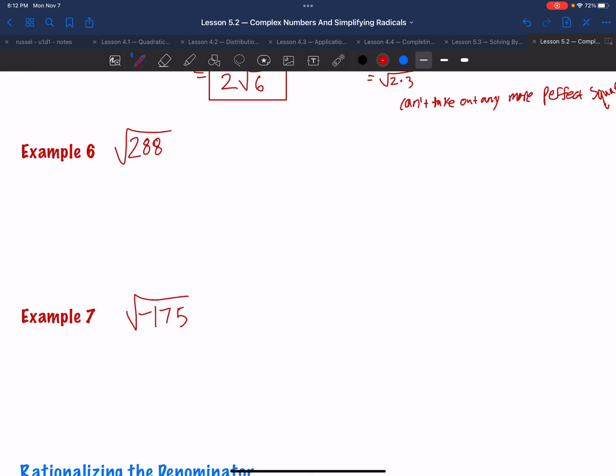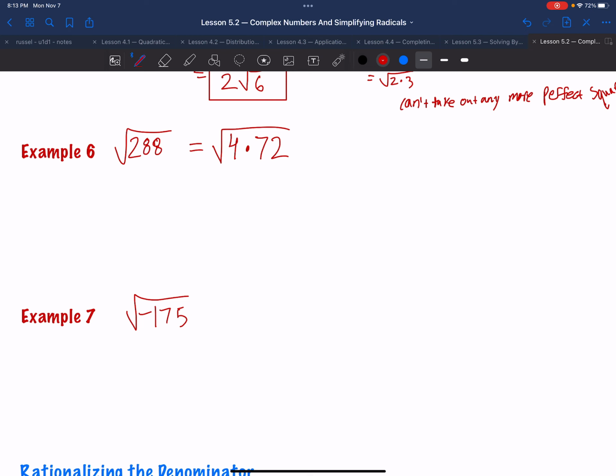288, let's divide that by 4. Oh, look, I get 72. Well, I could probably do better than that. Let's take 288 and divide it by 16. Oh, I get 18. So, okay, let's try that. Well, you know what? For the purpose of notes, let's do 4. Okay, fine. 288 divided by 4 is 72. Okay, look. That is 4 times 72.